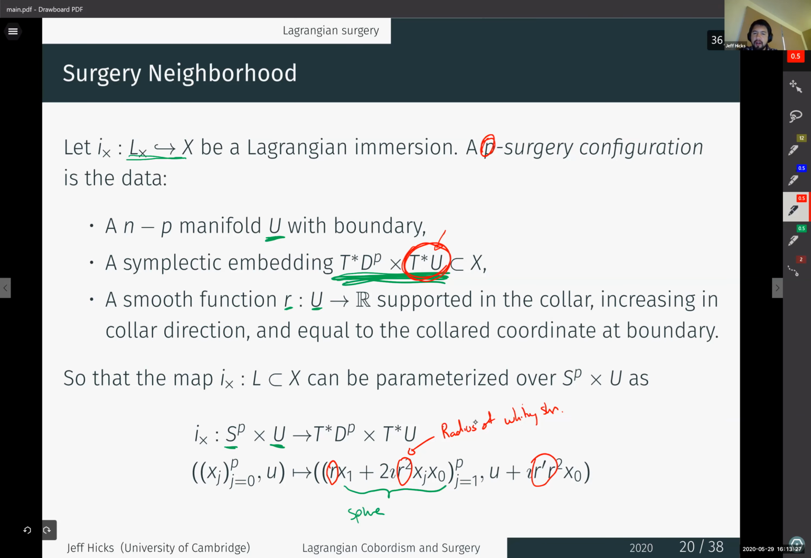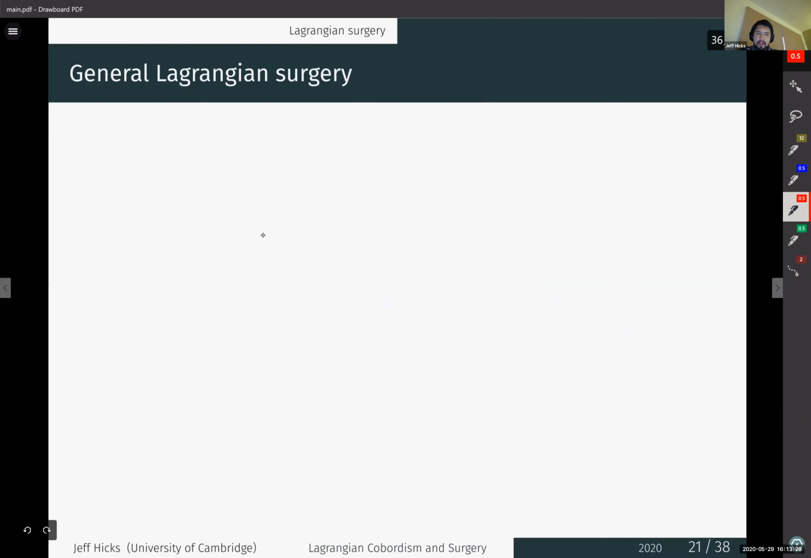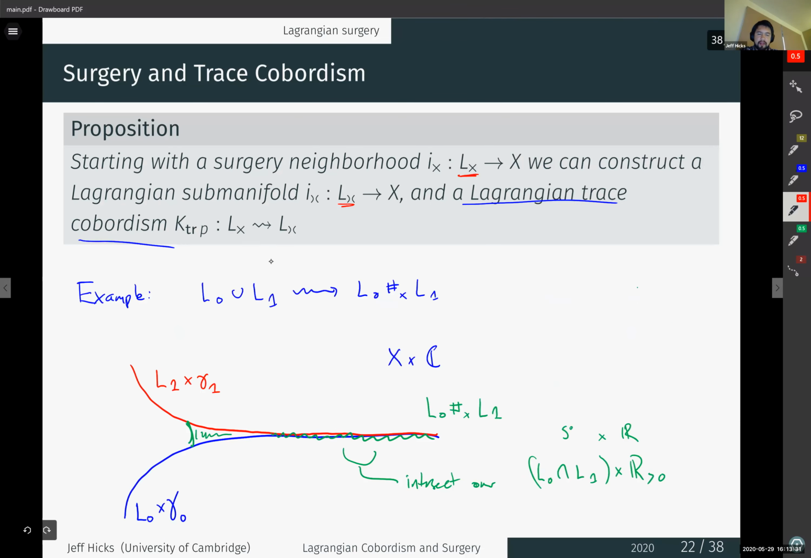Right, so I think a particular example of this is in this surgery over here, where you're taking L0 cross gamma 0 and L1 cross gamma 1, and you surger them. This overlap region is non-compact, but it's non-compact in a trivial way off to infinity. So when you apply your surgery, you're going to still remain regular.